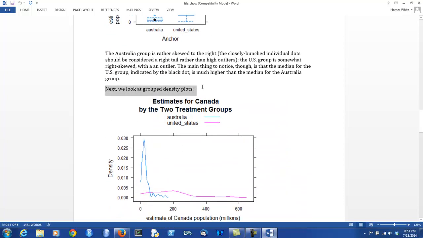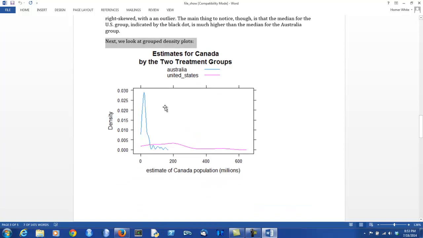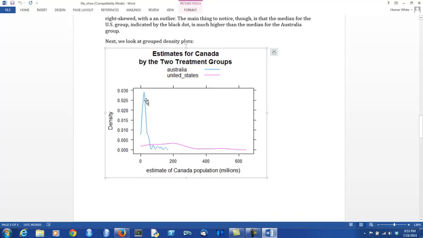Again, an introduction to the fact that density plots are coming up, and then we have the density plots themselves. Notice the legend that's been provided so that you can identify which plot goes with which group.